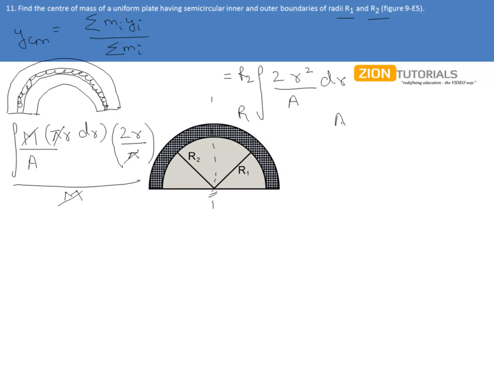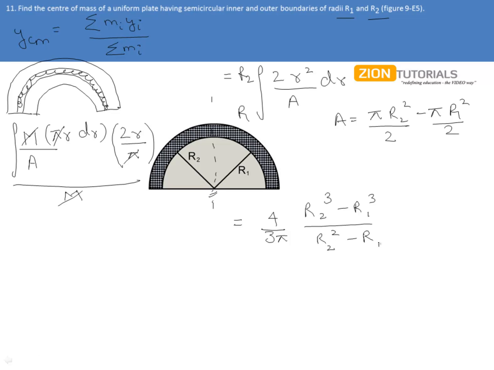And now the area is half, that is pi r2 square by 2 minus pi r1 square by 2. Now integrating this and putting the limits from r1 to r2, we'll be having it as 4 by 3 pi into r2 cube minus r1 cube over r2 square minus r1 square.